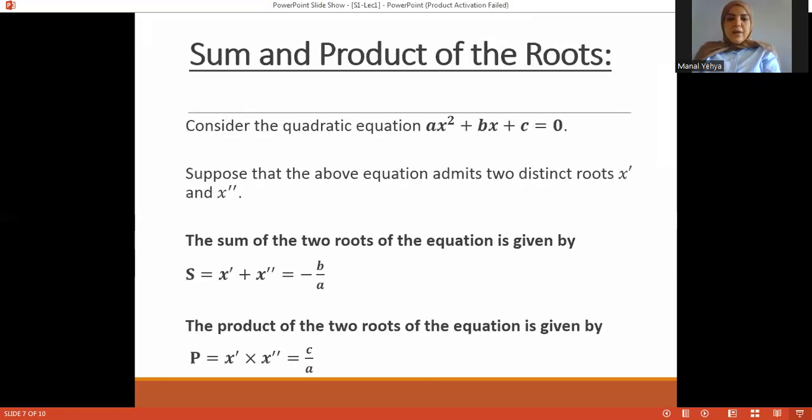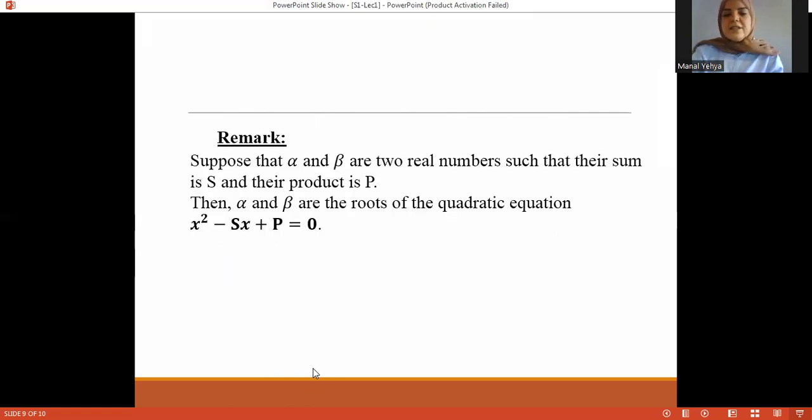Now we have the sum of and the product of the roots. When you say the sum of the roots, x1 plus x2 is minus b over a, and the product x1 times x2 is equal to c over a. So you can now write the equation. If you have the sum and the product of the roots, you can find the quadratic equation itself.